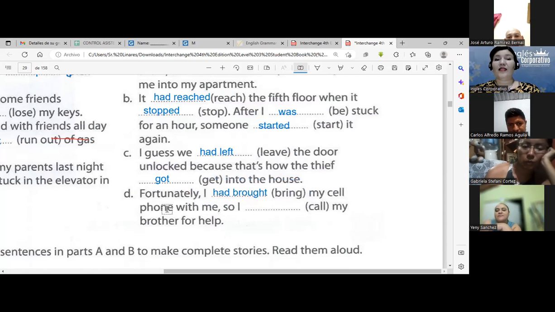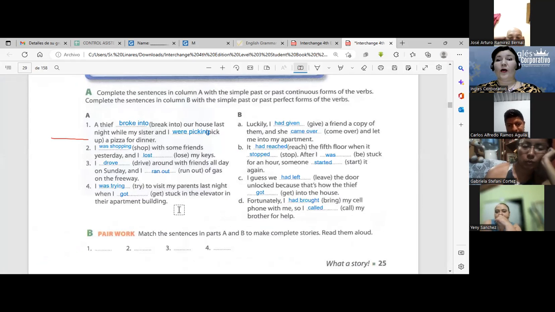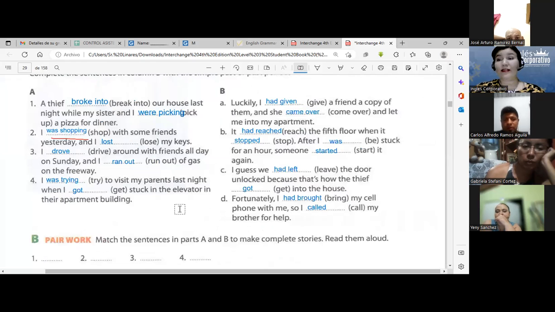I had brought my cell phone with me. So I, the past tense, I called my brother for help, right? Help. So we have here two different stories.